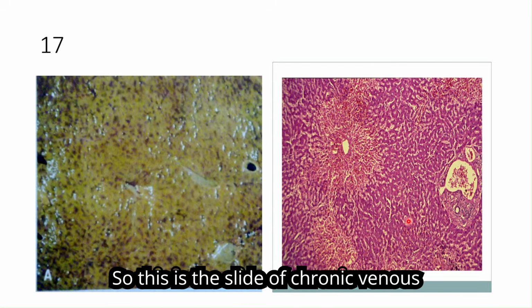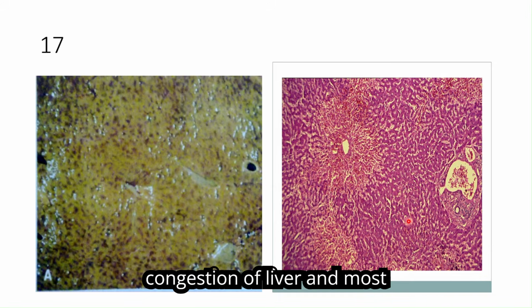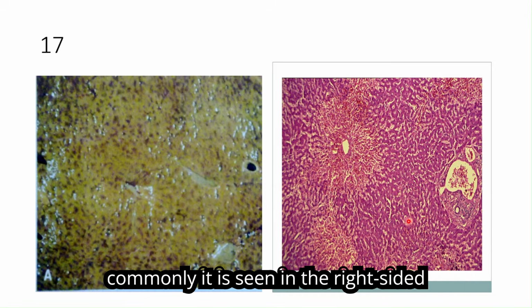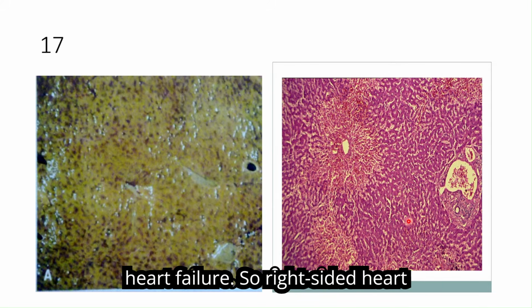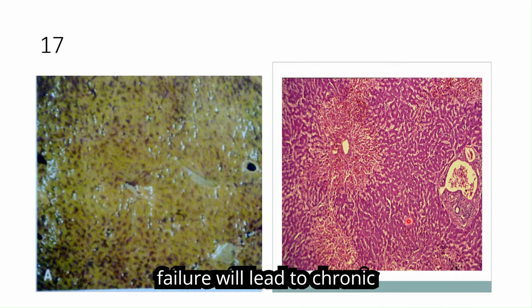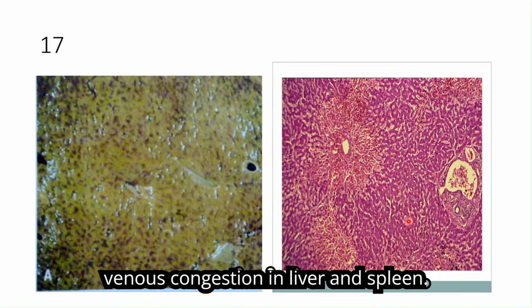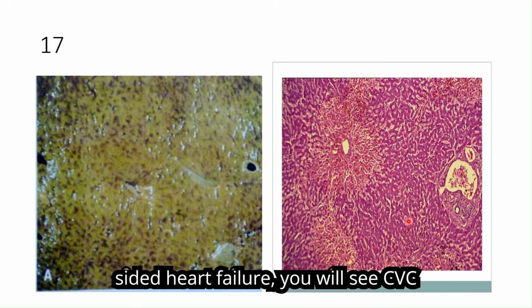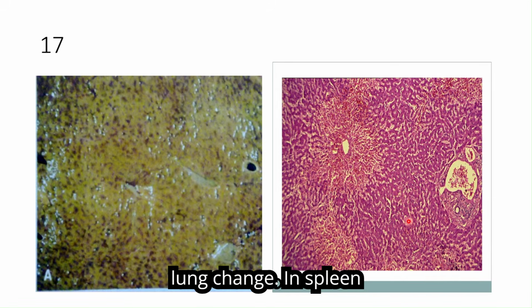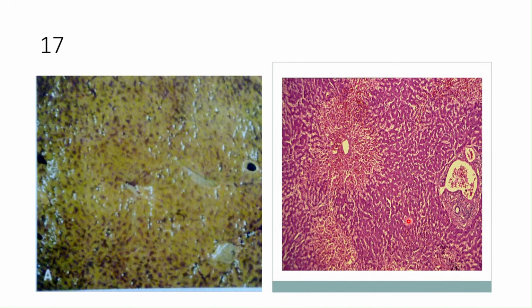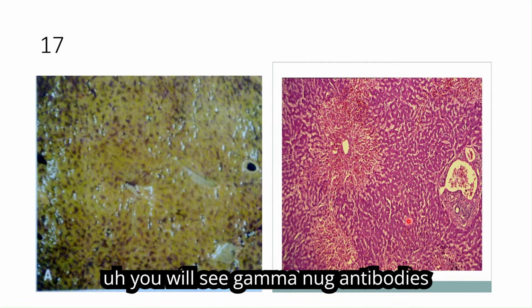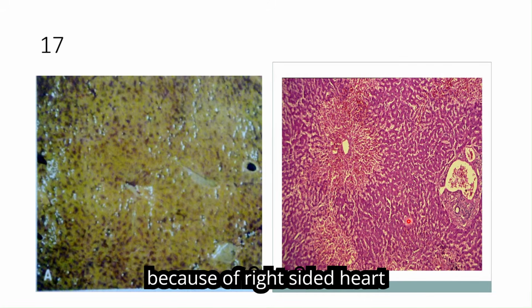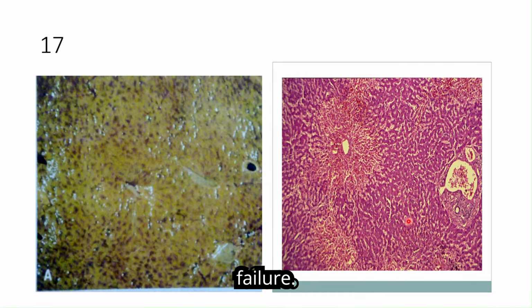So this is the slide of chronic venous congestion of the liver, and most commonly it is seen in right-sided heart failure. Right-sided heart failure will lead to chronic venous congestion in the liver and spleen, and in case of left-sided heart failure you will see CVC lung changes. In the spleen you will see Gamna-Gandy bodies because of right-sided heart failure.